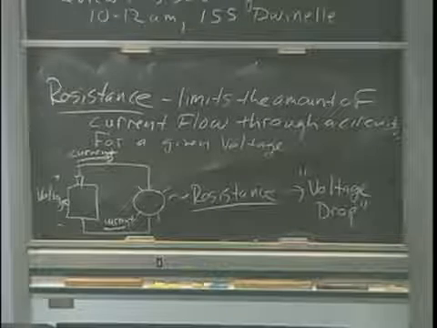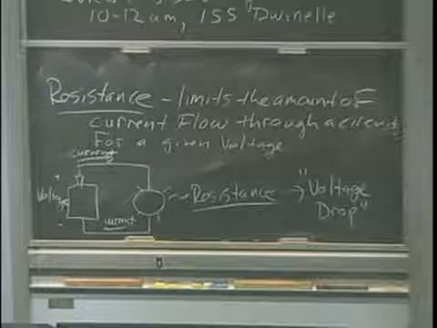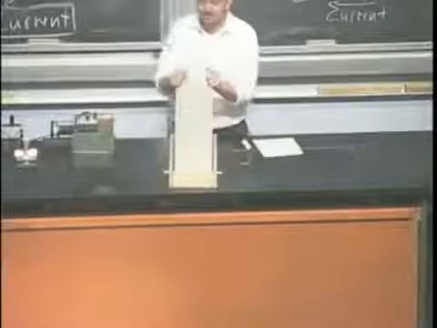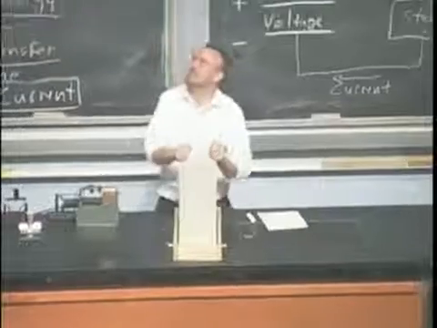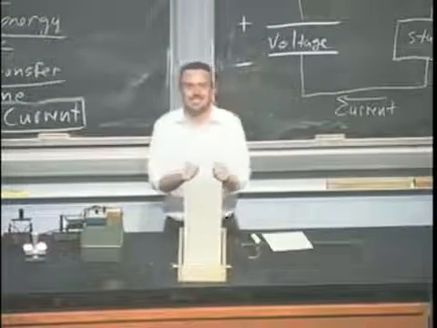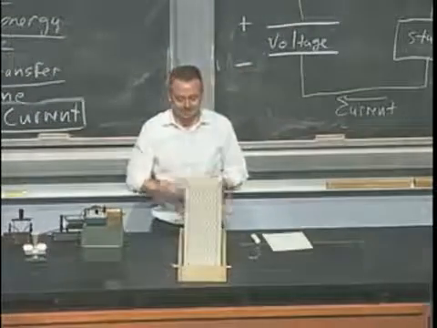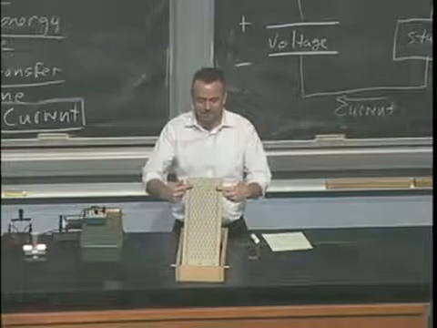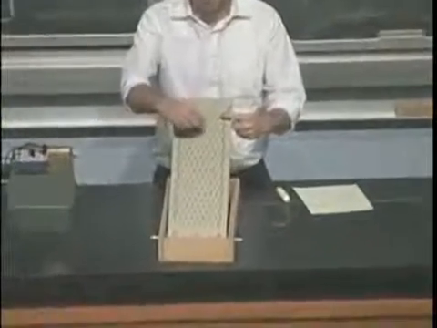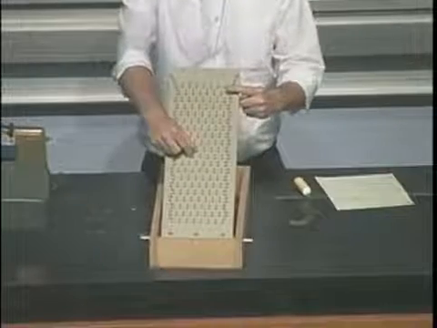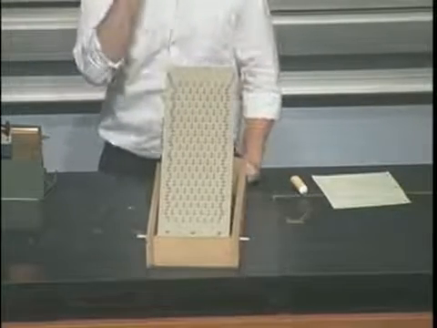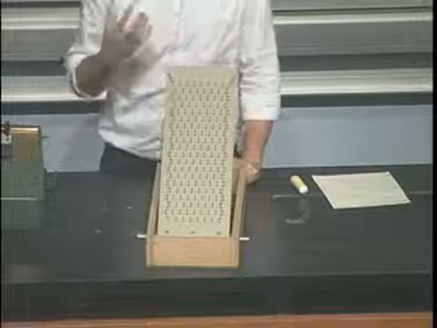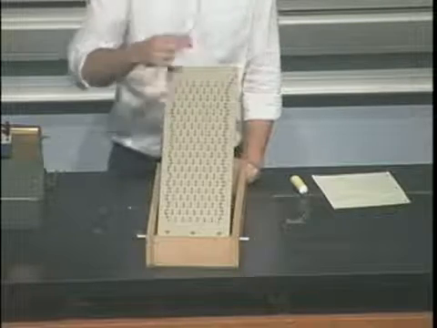Okay, so here is our model of a wire. The wire has got current flowing through it. Okay, there we go. Here's our wire. What I've got here is a bunch of nails that are stuck in this board. Those represent atoms inside this wire. For example, most wires are made out of copper, so these would be copper atoms.